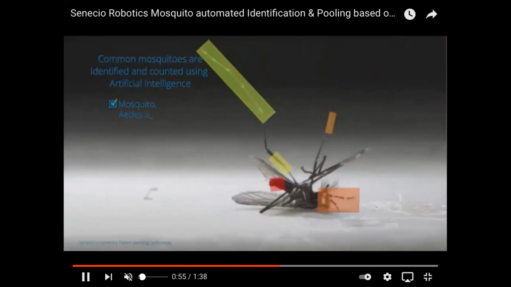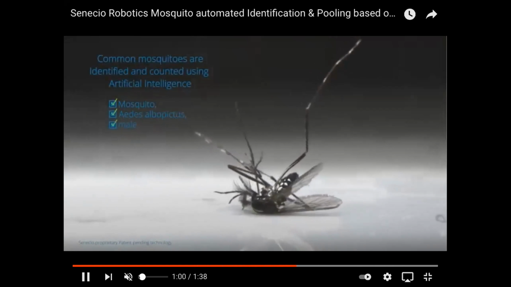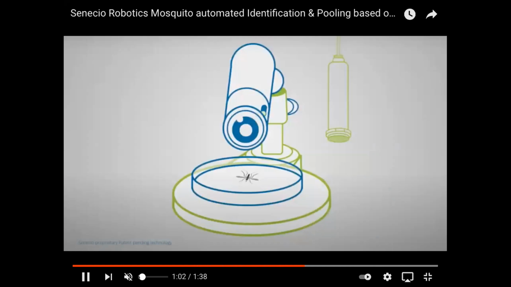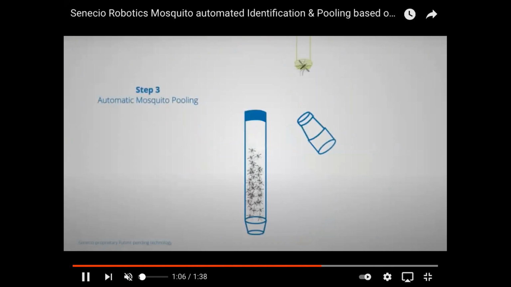We are rotating the camera around the mosquitoes to generate high resolution images to better identify the mosquito, to make sure that we have all the features of the mosquito that we need in order to identify it. And then we put it inside the file.